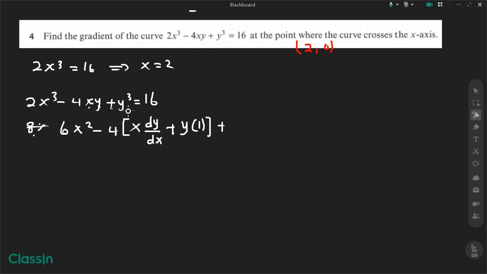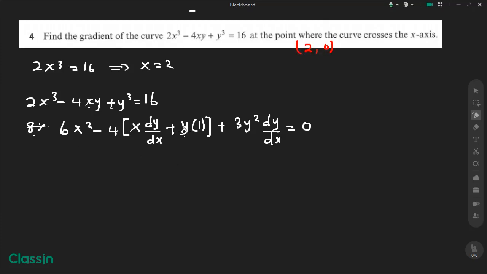Plus we differentiate y cubed. That will be 3y squared. But remember, it is y. So in implicit differentiation, we have to multiply by dy/dx. And when we differentiate 16 with respect to x, we got 0. So we can find the dy/dx in this.